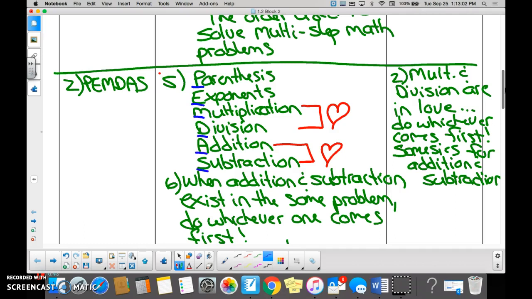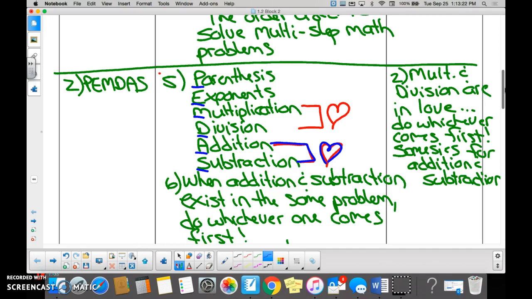The way to remember PEMDAS is actually, I think a lot of you just know PEMDAS. You actually know that acronym, or please excuse my dear Aunt Sally, which stands for parentheses, exponents, multiplication, division, addition, subtraction. Loudly. Who can explain why there's a heart connecting addition and subtraction? Jake, go.